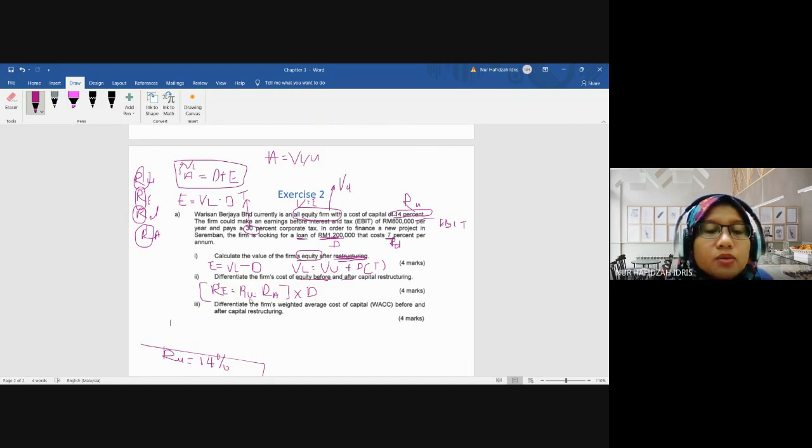What does RU mean? RU is the cost of capital without tax. RA is the cost of capital without tax.